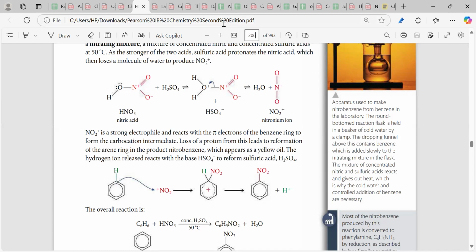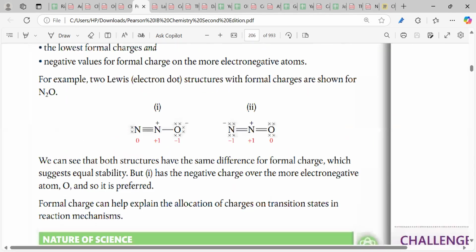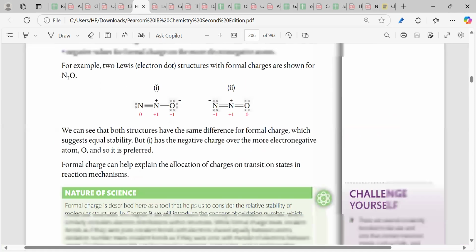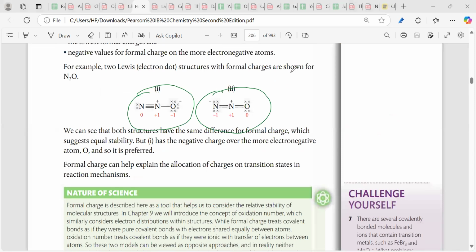So we're going to page number 206 again. Now, the next thing is, which is the favorable formal structure? Here both have the same distribution, right? Plus 1, minus 1, 0, minus 1, plus 1, 0. Same formal charge distribution. Now the important thing comes. We have to pick the formal charge where the negative formal charge is on the more electronegative element. Is it clear? Fine. Next law.